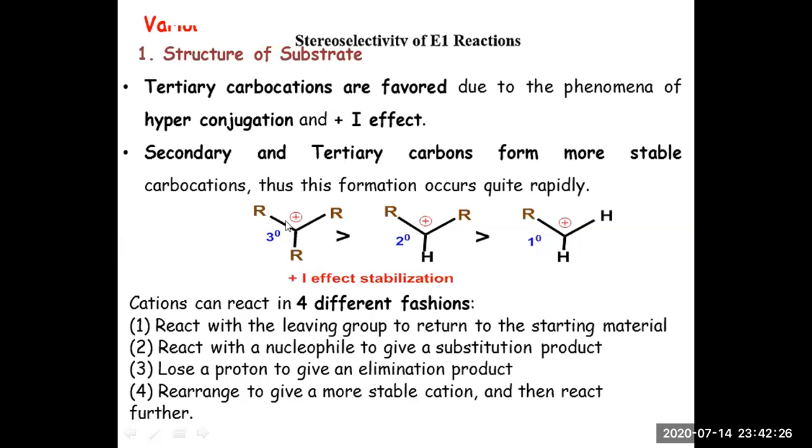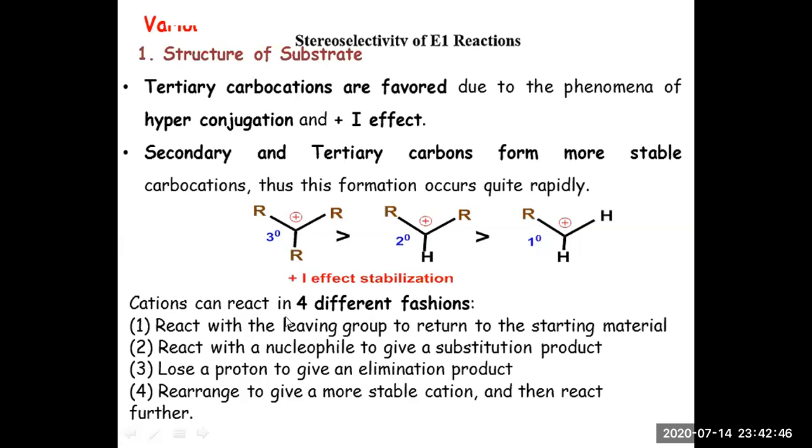What makes the carbocation more stable? We have discussed this in lesson 1 also. There are two factors: one, the positive inductive effect, and second, hyperconjugation. Because of that, tertiary carbocation becomes more stable as compared to secondary and primary carbocation.